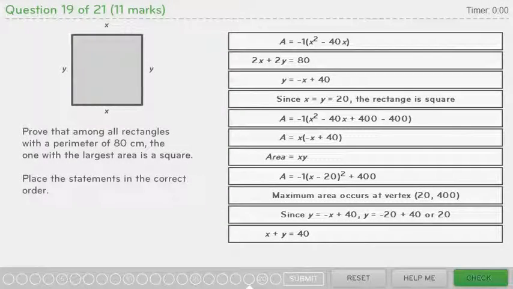In this question, we need to prove that among all rectangles with a perimeter of 80 centimeters, the one with the largest area is a square. We need to place these statements in the correct order.